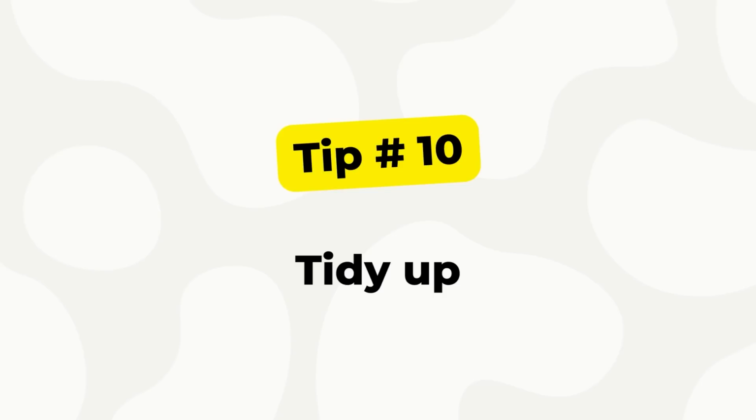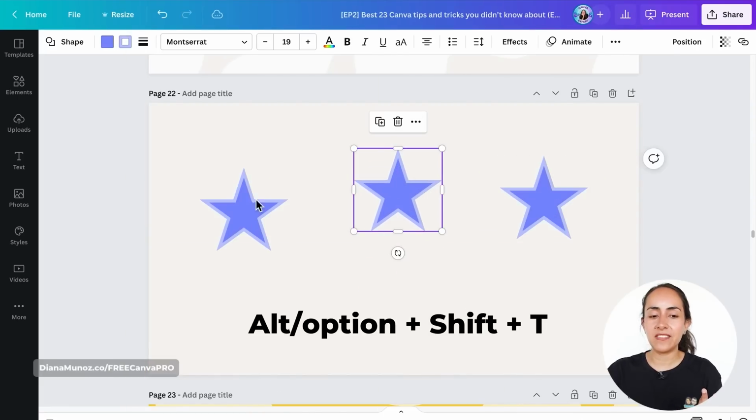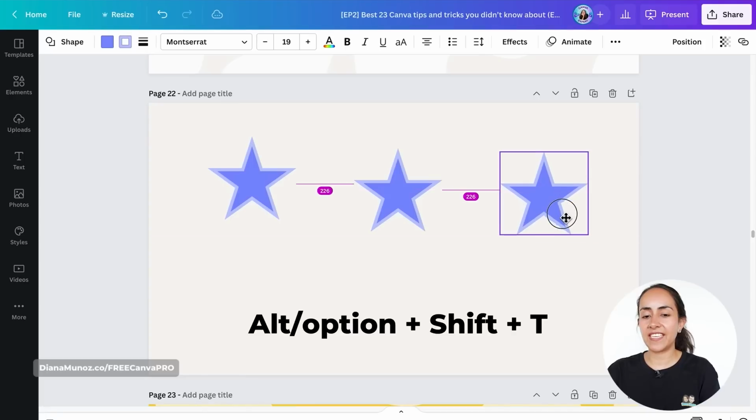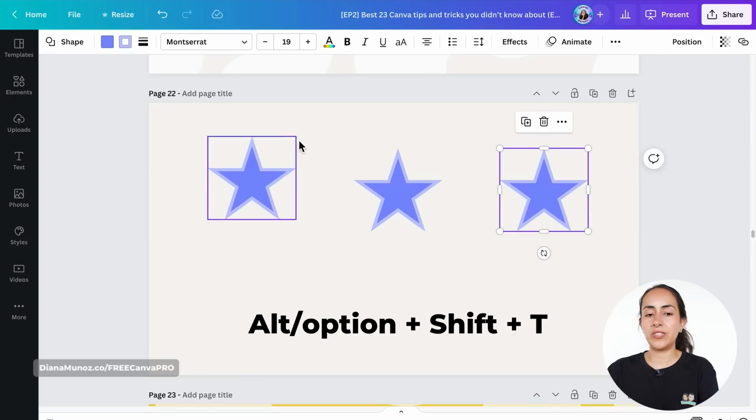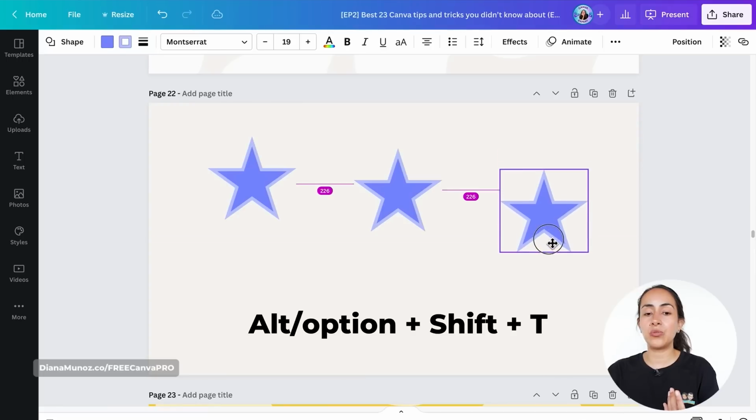I love the tip that I want to show you now. Let's say that I want to align these stars. I want them to be aligned to the middle, but also to have the same spacing in between each of them. Now Canva has these guides that shows you when all the elements are equally spaced, but there is a trick that will help you do this faster.